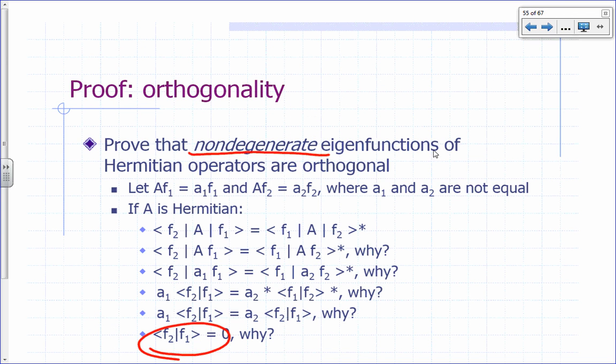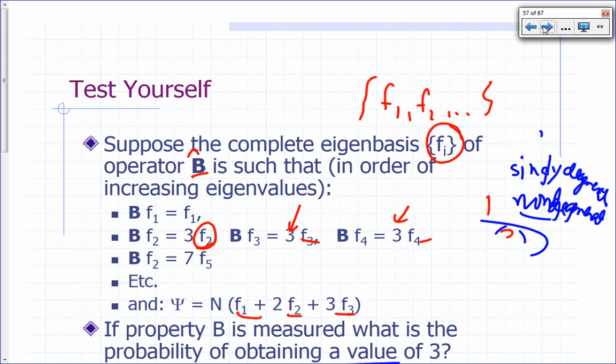Well, in this case, let's see. The probability that you get an eigenvalue of 3 would be the probability that you get the eigenvalue of f2, which is c2 squared, plus, let's say that's 3, the eigenvalue of f3 is also 3, so you add the probability.